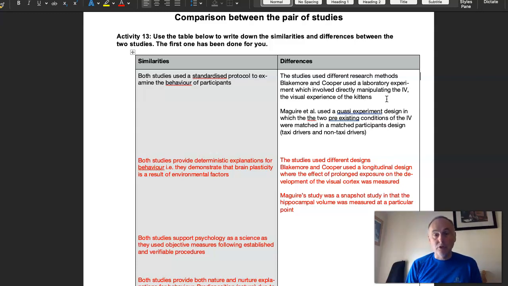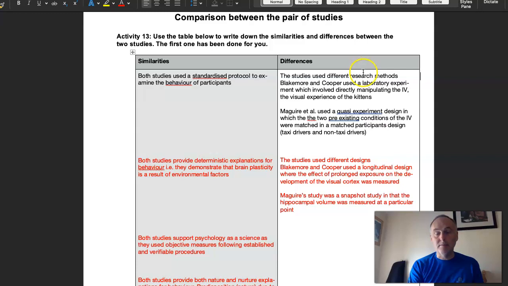All right. Now, just remember with both of those, then, how we do these. These are PEE paragraphs. Okay, so you start off with your point. Standardized protocol would be your point, wouldn't it? Then you explain a little bit further, maybe say a little bit more about what you mean by a standardized protocol, and then simply give an example about the standardized protocol within the Blakemore and Cooper study, and then an example from the Maguire study. Okay, so what you end up with is a PEEE format for your similarities.